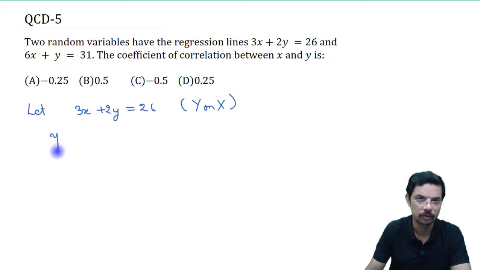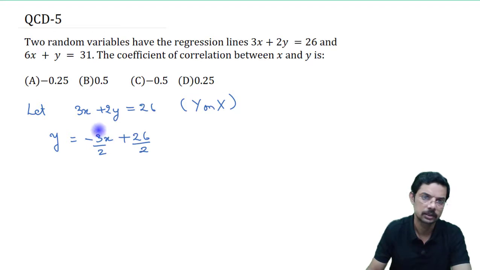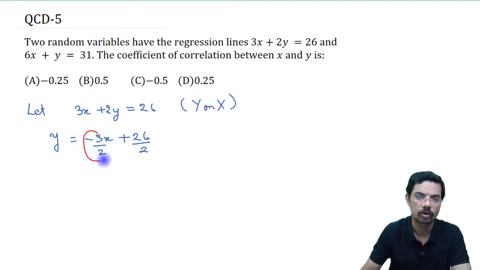This is y will be equal to... the 3x will go to that side, so it becomes minus 3x plus 26, and this coefficient of y, which was 2, will be divided. This is 2, this is 2. Okay, so we have this as the regression coefficient of y on x. This is b y on x. Okay, we have this value.